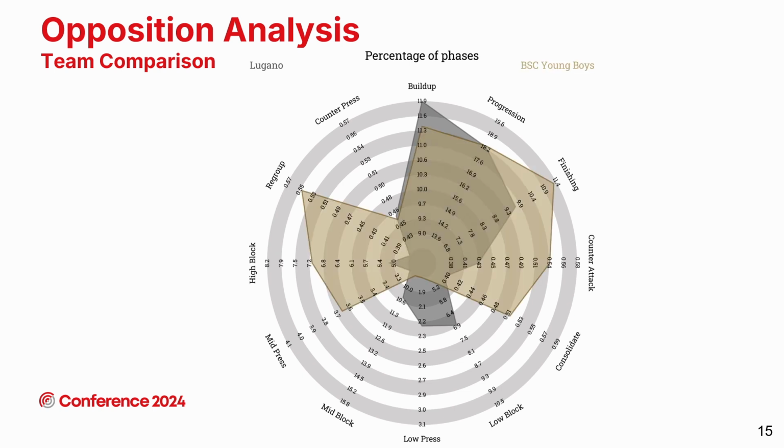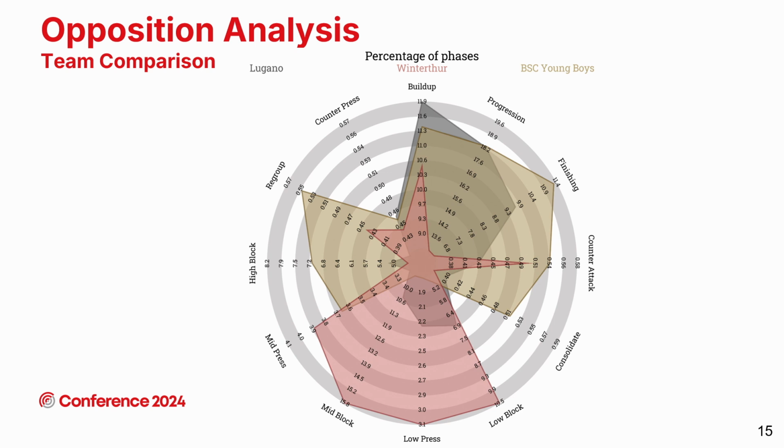Now, adding Young Boys' data, the winners of the league that season, we can see that as Lugano, they have very high data in all in possession phases, especially in finishing in this case. They also have a quite high value in counter-attack, and without the ball, they have a very high value in high block. Finally, we add Winterthur's data, the newly promoted club that season.